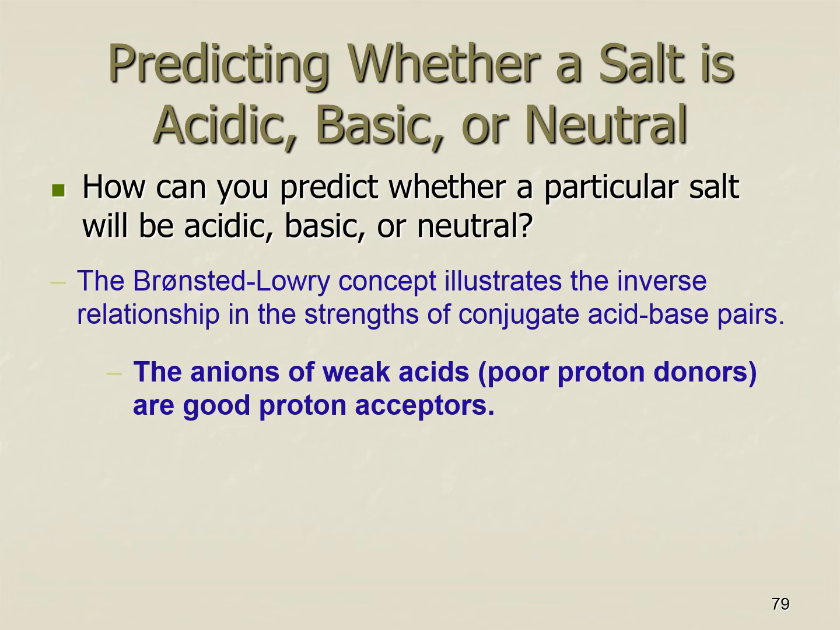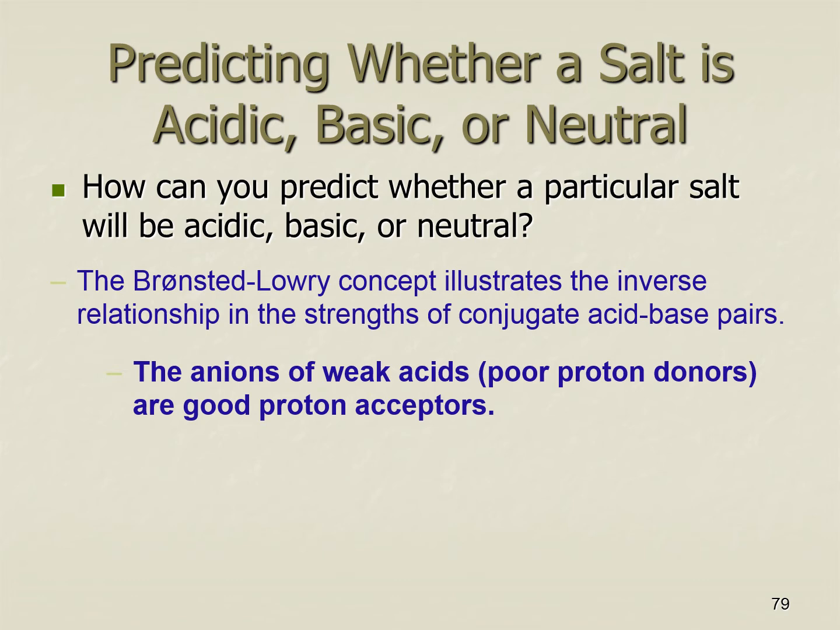Let's say we have a strong acid like HCl. HCl is really willing to give up that H plus. So Cl negative is actually a very poor proton acceptor because it doesn't want the H back. If HCl is really willing to give away the H plus, Cl negative is not willing to give it back.